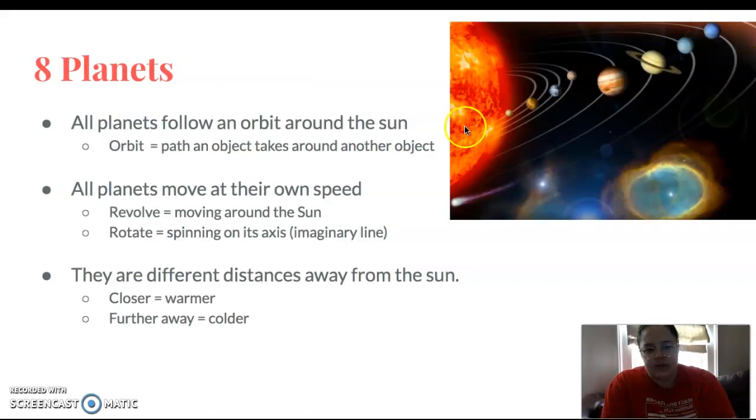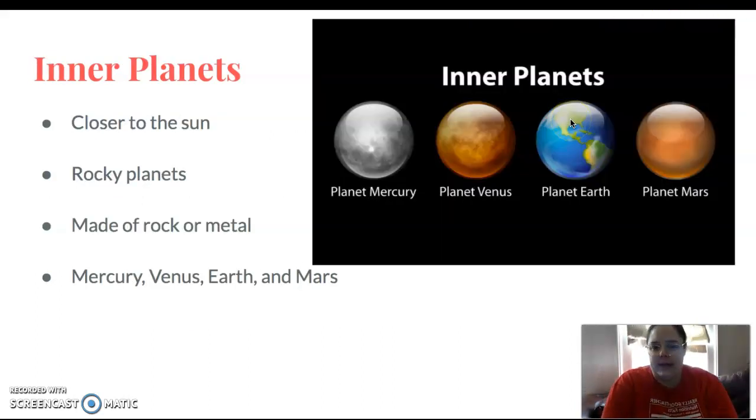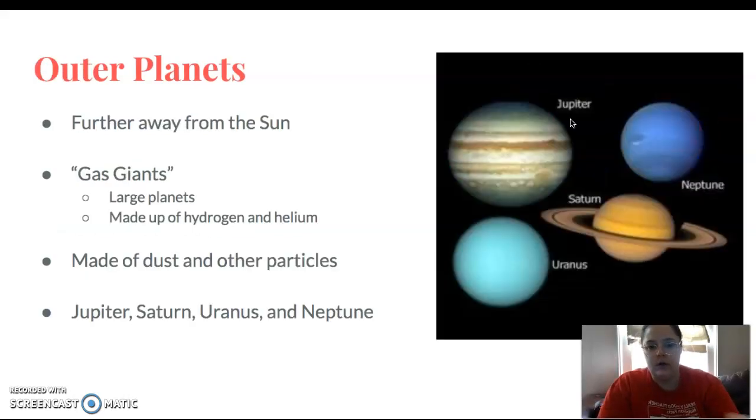So as you saw in this picture, these are our inner planets. These are our outer planets. The inner planets are closer to the sun, which means they are warmer. They are rocky planets. They are made of rock or metal. And the 4 planets that make up the inner planets are Mercury, Venus, Earth, and Mars.